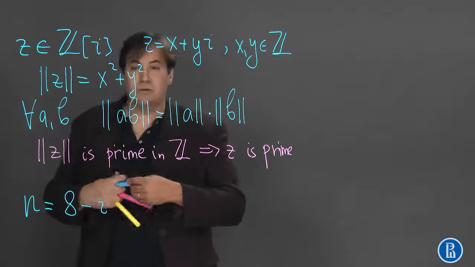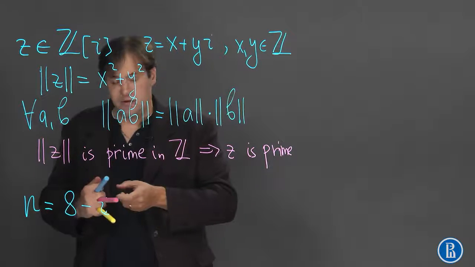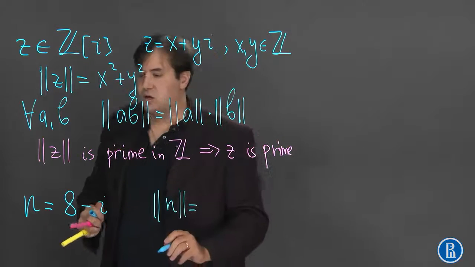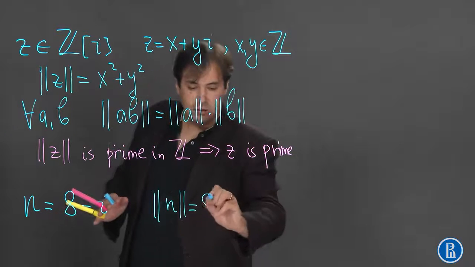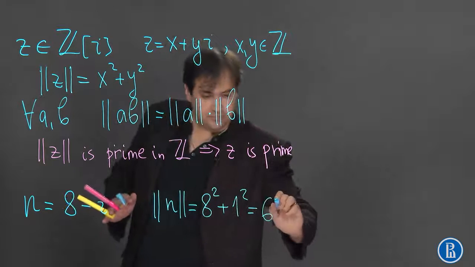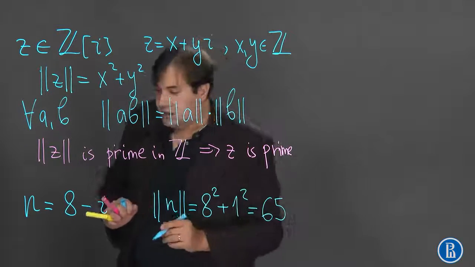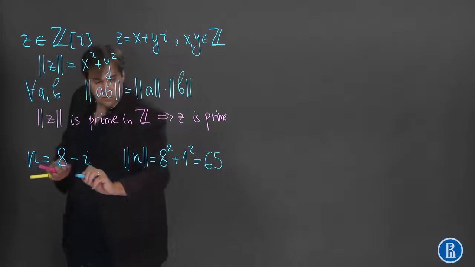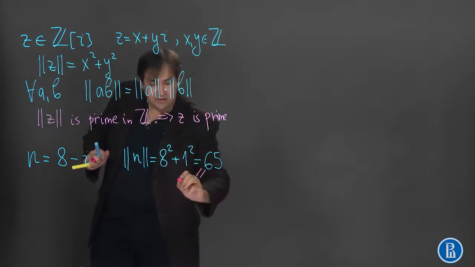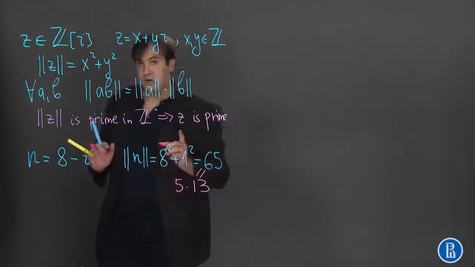But this means that we need to use our previous property of the norm and just calculate the norm of n. Well, the norm of n, as we know, is equal to 8 squared plus 1 squared. This is equal to 65. We understand that 65 is a compound number, it's not prime. So we decompose 65 into a product. I can do it right here. So 65 is 5 multiplied by 13. So 5 and 13 are prime.